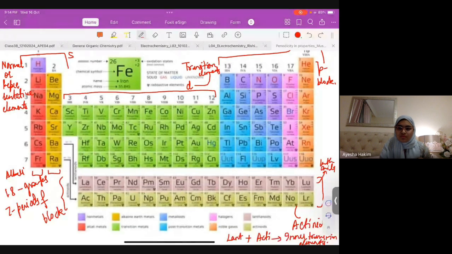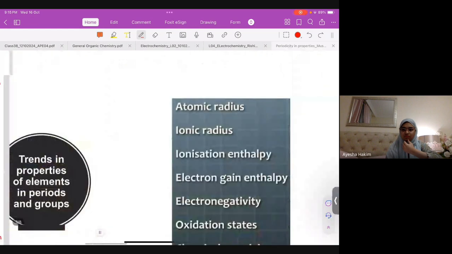Now you tell me, this modern periodic table has the arrangement of these elements based on what property? You said electronic configuration, but how does Moseley define the periodic table? How were the elements classified into different periods and different groups? It was based on atomic number, right? Very good. It was based on atomic number.